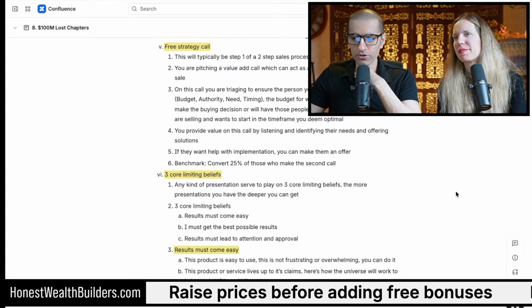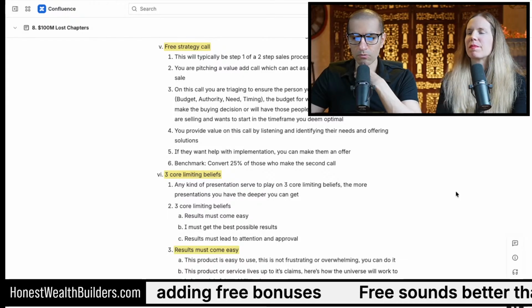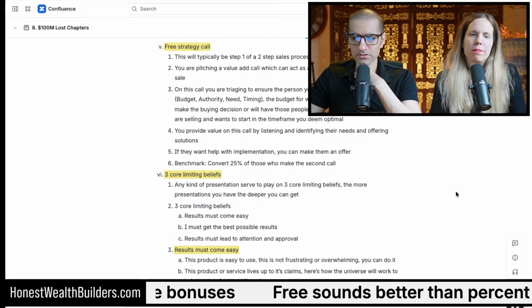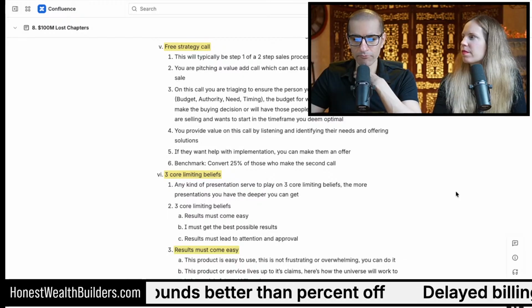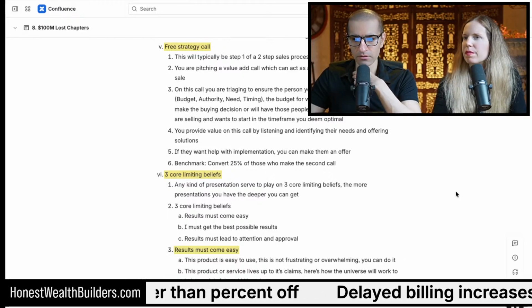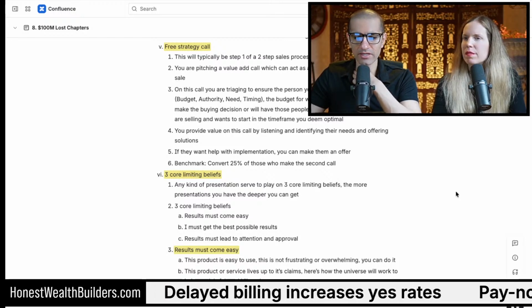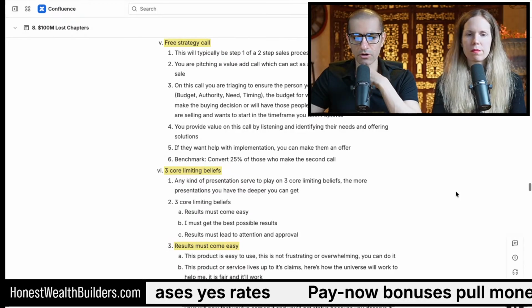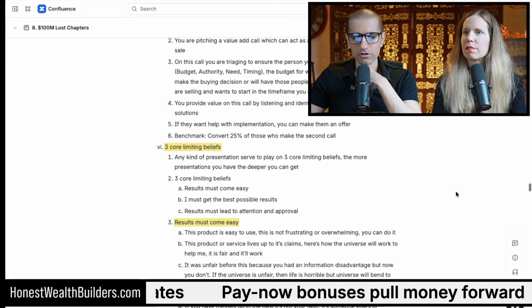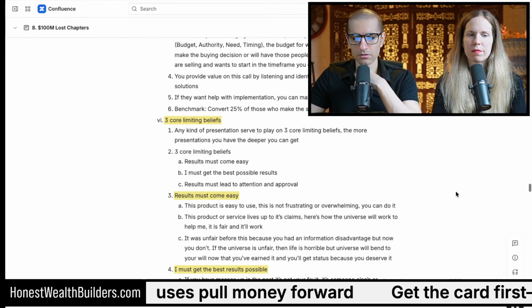The budget for what you're selling, authority to make the buying decision, or you will have those people on the next call, who want what you are selling and want to start in the time frame you deem optimal. You provide value on the call by listening and identifying their needs and offering solutions. If they want help with implementation, you can make them an offer. Benchmark: convert 25% of those who make the second call.